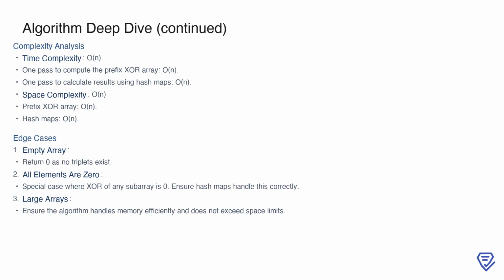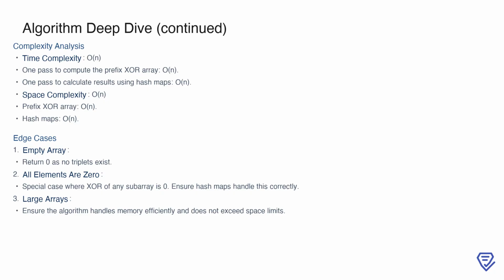Analyzing the complexity, the algorithm achieves a time complexity of n. This is because we make one pass to compute the prefix XOR array, which takes n, and another pass to calculate the result using the hash maps, which also takes n. The space complexity is also n, since we store the prefix XOR array and use 2 hash maps. These structures grow linearly with the size of the input array.